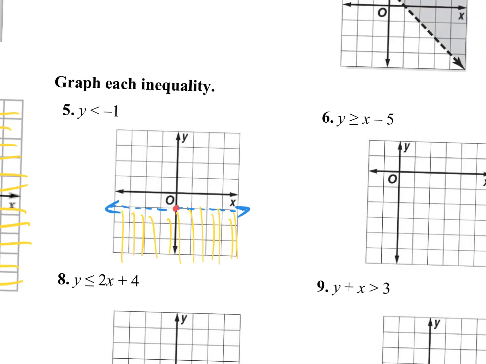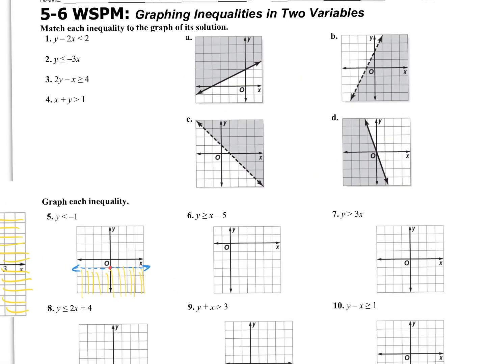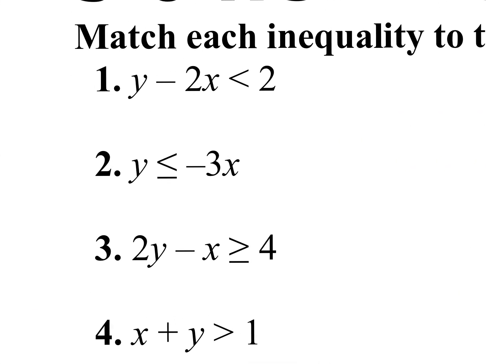So we have the rest of the class today to do this worksheet. This worksheet is great practice for graphing. Again, you just want to get y by itself first. So if you look at number 1, y is not by itself. You're going to have to get rid of the 2x by adding 2x. When you rewrite it, it's going to be y is less than 2x plus 2. Put the x term first and the constant second.